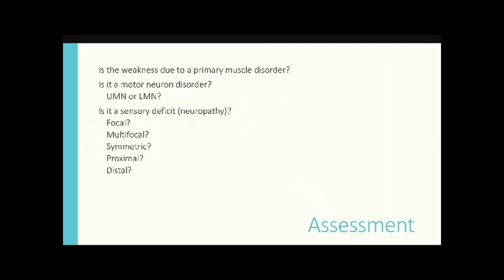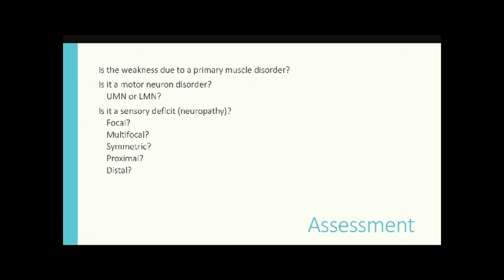So when we're doing our assessment of a patient coming in with neurological complaints, first thing, is this a weakness due to a primary muscle disorder? Do they have something that's giving them the weakness to begin with? Is it a motor neuron disorder? Is this an upper motor neuron problem or a lower motor neuron? So there was that table we went over the other day about bulk muscle, what happens to their fasciculations, their DTRs with an upper versus a lower motor neuron. This will clue you in to what kind of symptoms they are having.